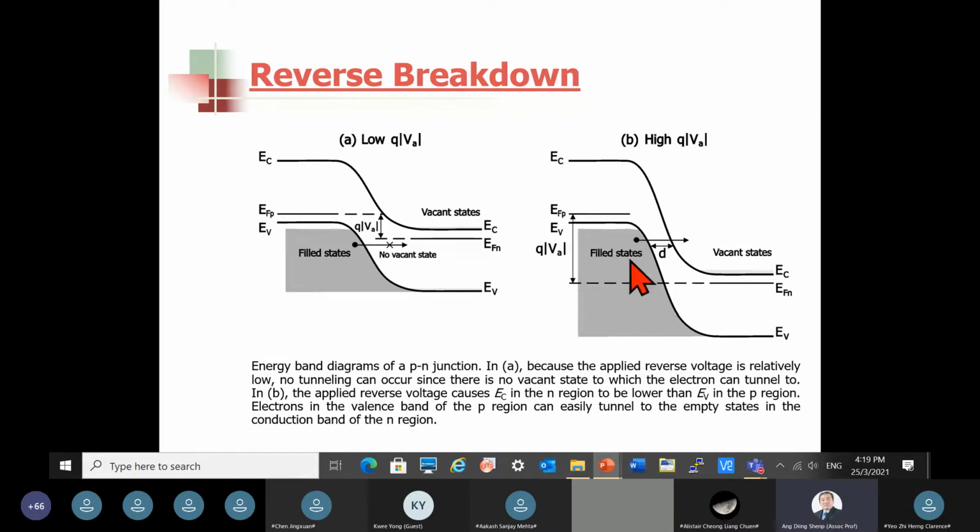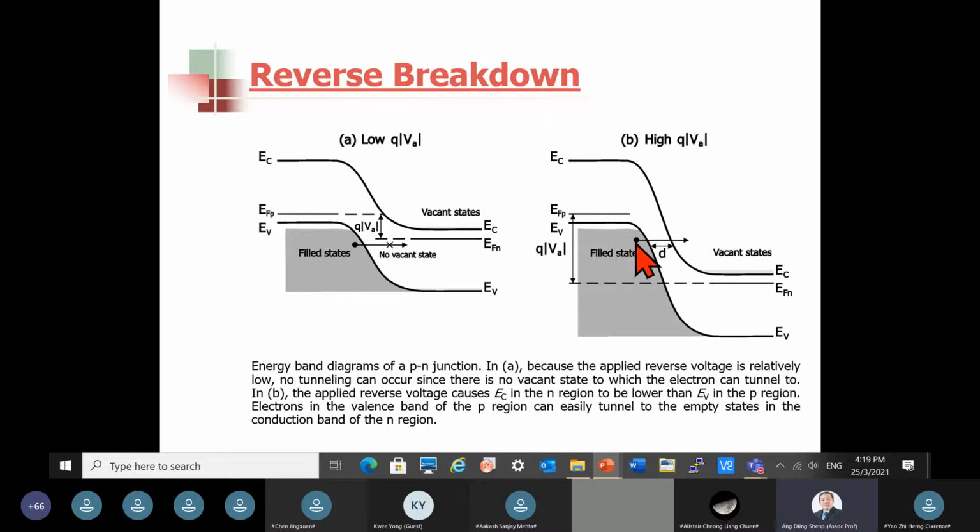Now, when this happens, one of the three conditions is fulfilled. Why do I say that? If you look at the valence band on the P side, we have lots of valence electrons. If you look at the conduction band on the N side, there are many empty energy states in the conduction band. And the two are separated by a potential barrier. This potential barrier is essentially approximately the band gap of the semiconductor, right?